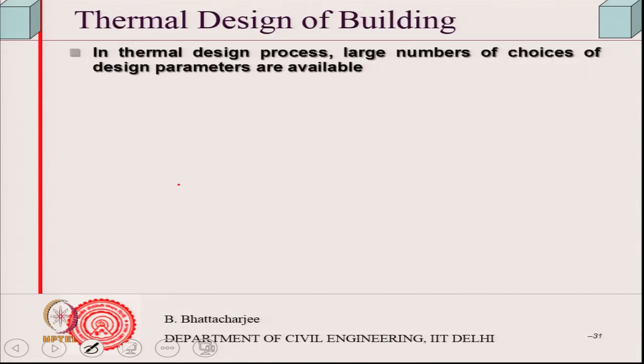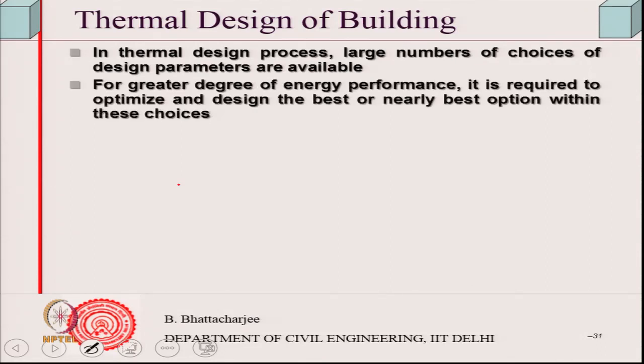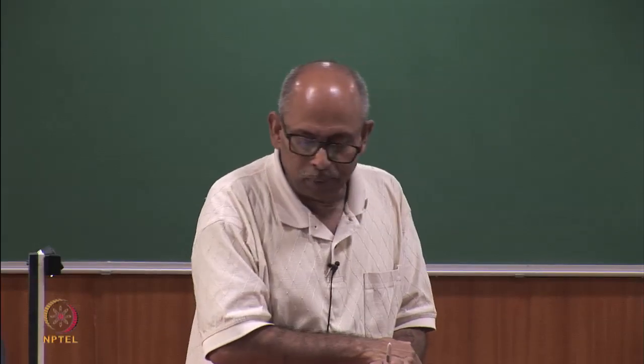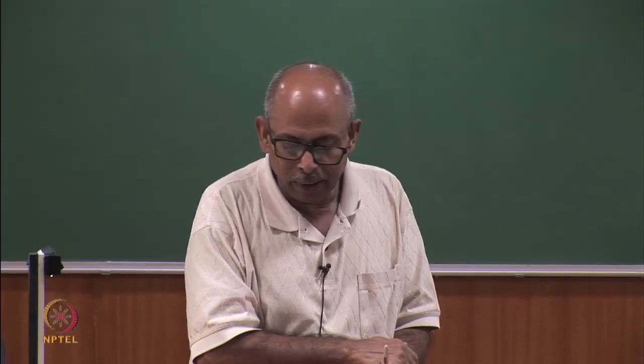So, the thermal design process has a large number of choices of design parameters. For a greater degree of energy performance, it is required to optimize and design the best or nearly the best option, right? Within these choices. Therefore, there is a need to find the optimal solution. So, optimization can give you the best thermal design, right?